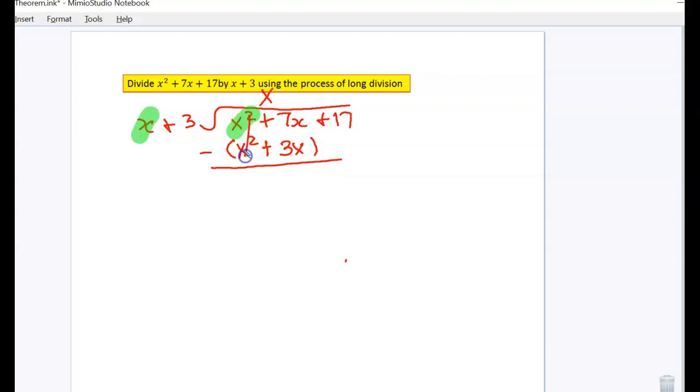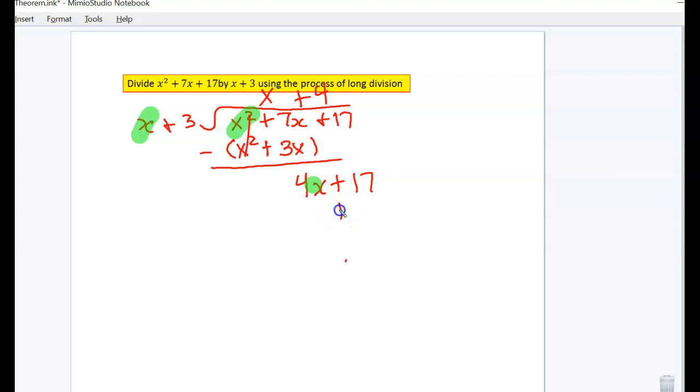So x squared minus x squared, that's going to be gone. 7x minus 3x is going to be 4x. Now I'm going to bring down the 17. And again, you ask yourself, what do you have to multiply x by to get 4x? That answer would be plus 4.